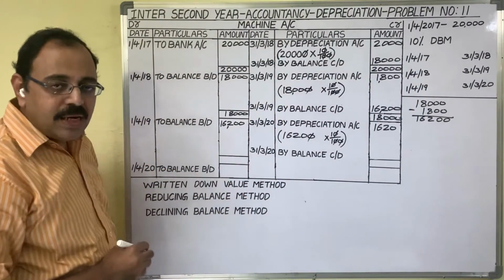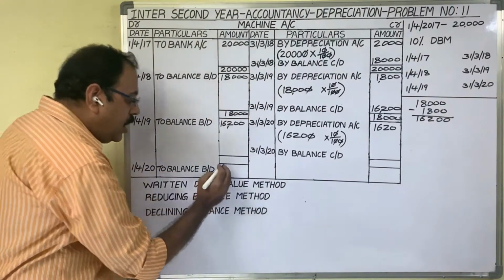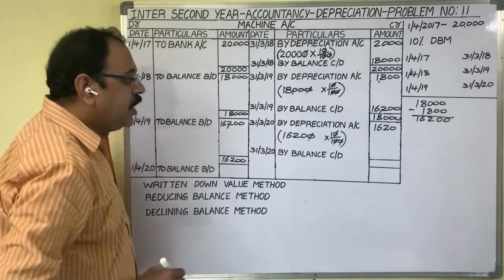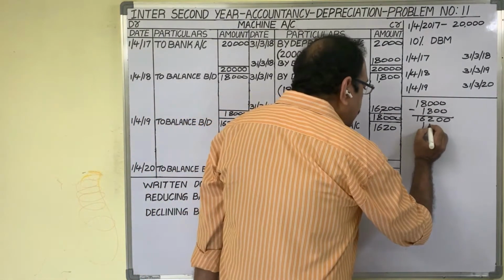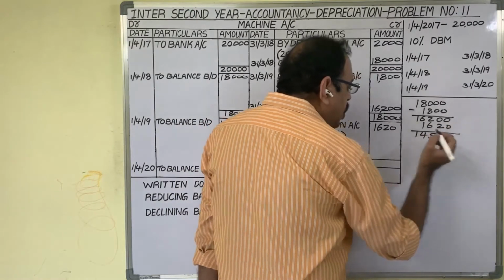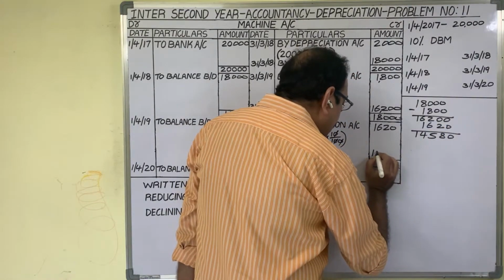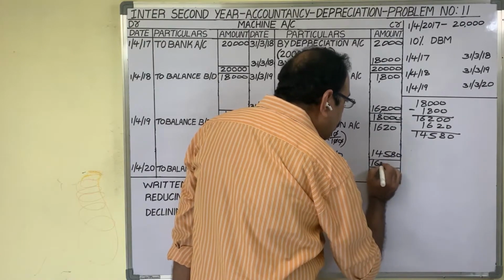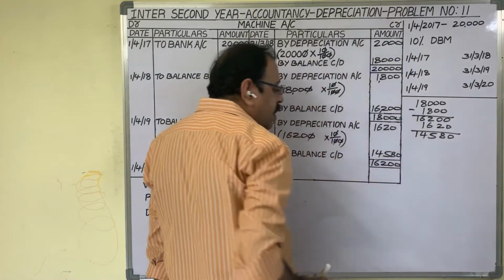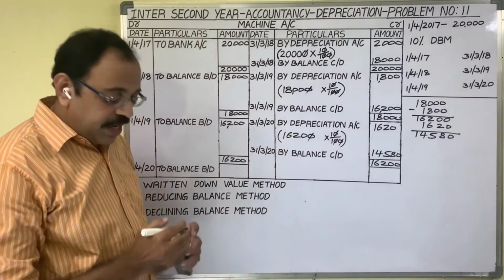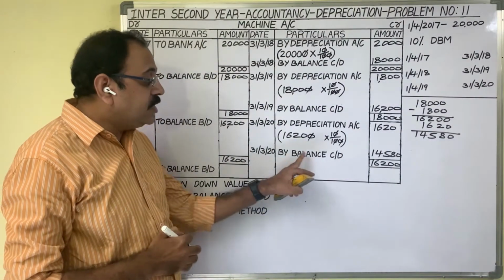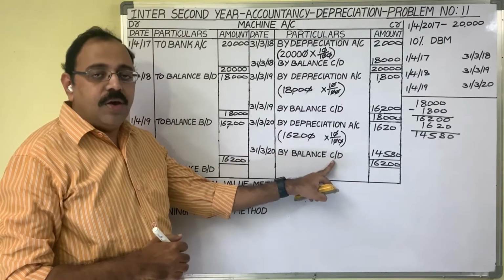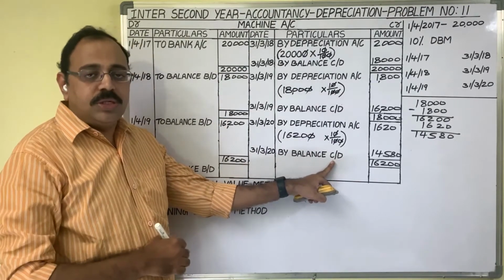Then find out the balance carried down. Debit total 16,200 minus credit total 1620. 14,580 is balance carried down. Total is 16,200. Asset is not sold. That is why there is balance carried down in third year. As there is balance carried down, the asset account continues.